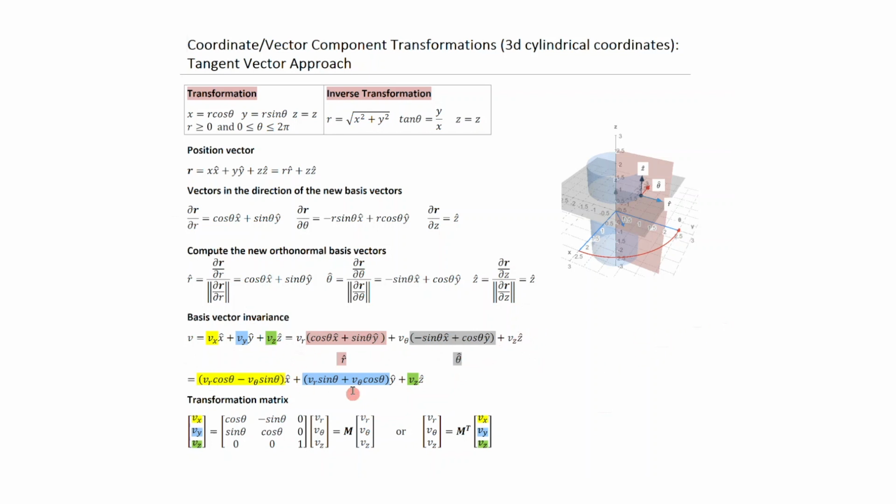Then you regroup this so that everything is in terms of x hat, y hat, and z hat. And then you put that in matrix form, where you now have vx, vy, and vz components, vr, v theta, vz, and you end up with this being the M matrix. If you want, on the other hand, to put vr, v theta, vz in terms of vx, vy, vz, then you just multiply through by the transpose matrix. So that's how you would handle things in the cylindrical coordinate system. Again, the picture representing the different surfaces intersecting, which we discussed in the previous lecture, is right here.